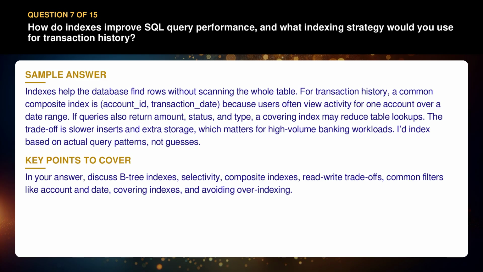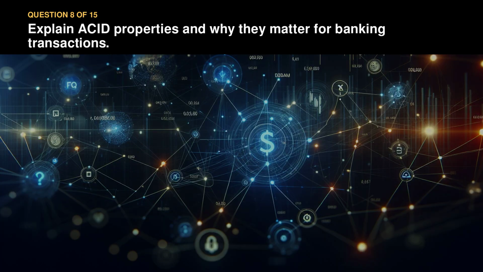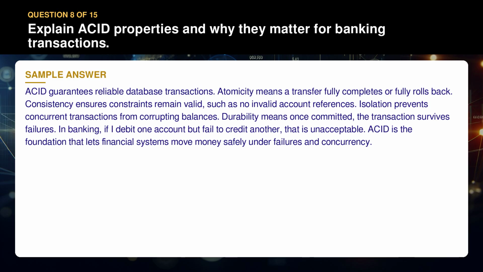In your answer, discuss B-tree indexes, selectivity, composite indexes, read-write trade-offs, common filters like account and date, covering indexes, and avoiding over-indexing. Question 8. Explain ACID properties and why they matter for banking transactions. ACID guarantees reliable database transactions. Atomicity means a transfer fully completes or fully rolls back. Consistency ensures constraints remain valid, such as no invalid account references.